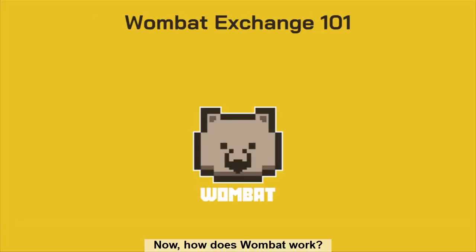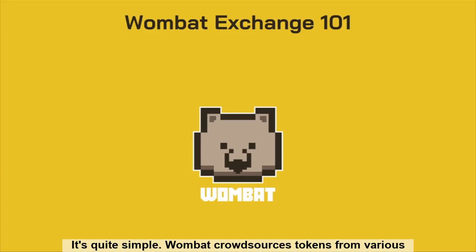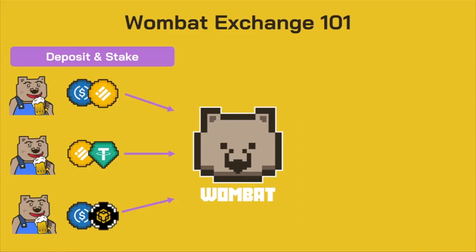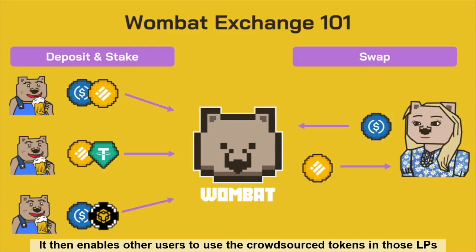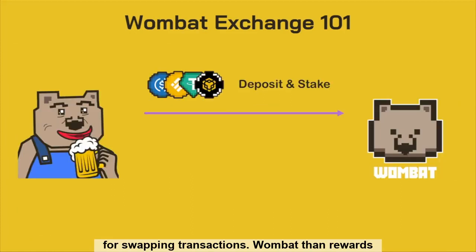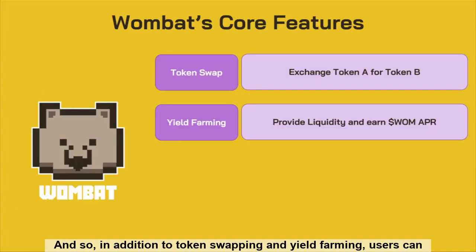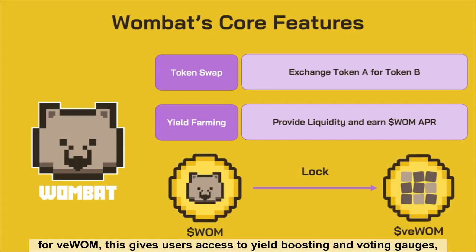Now, how does Wombat work? It's quite simple, really. Wombat crowdsources tokens from various users into pools of liquidity known as LPs, or liquidity pools. It then enables other users to use the crowdsourced tokens in those LPs for swapping transactions. Wombat then rewards depositors with interest paid in their native token, WOM. And so, in addition to token swapping and yield farming, users can also lock WOM for VE-WOM.